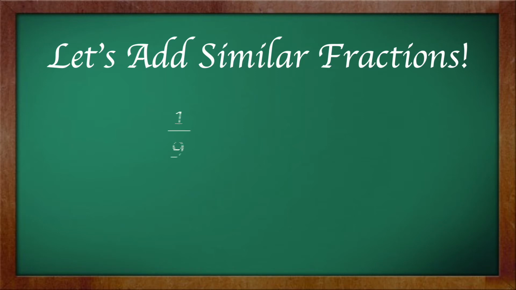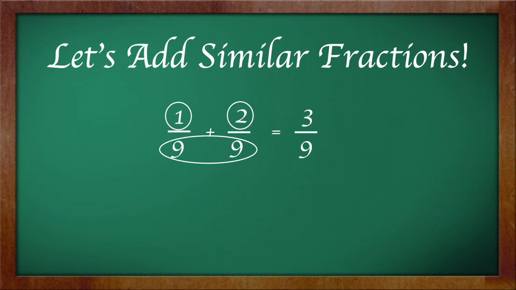Lastly, 1/9 plus 2/9. Start with the numerator, 1 plus 2 equals 3. Copy the common denominator, 9. However, since you can simplify, this will be 1/3.